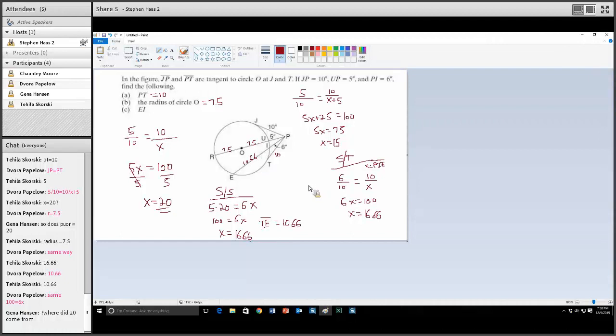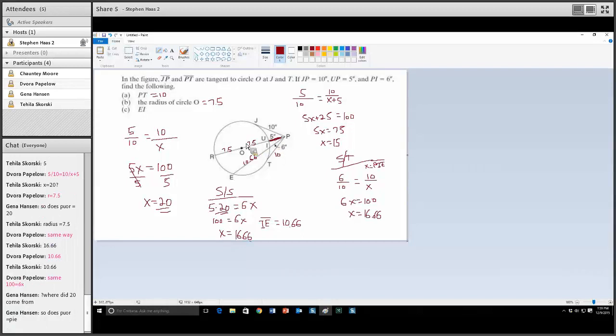Where did the 20 come from? Because that was the entire length of PUOR. In other words, in this one over here, we needed to do the external part times the entire secant equals the external part times the entire secant. Here, the external part was 5, whereas the entire secant was 5 plus 7.5 plus 7.5.